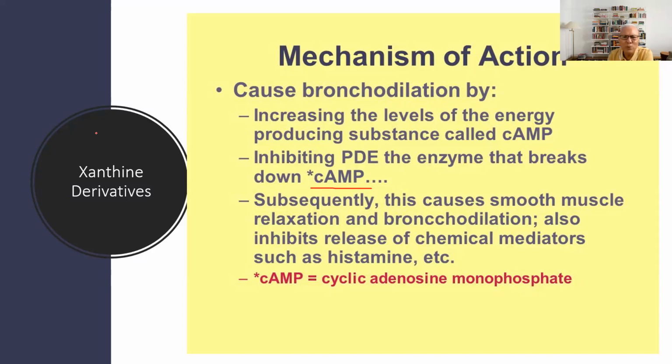So what does cAMP do? Well, cAMP is a very effective bronchodilator because it relaxes smooth muscles. And so this obviously will cause bronchodilation, and therefore it's going to relieve the symptoms associated with asthma. Okay, so in summary, the action of xanthine derivatives relaxes the bronchial muscle, causing bronchodilation, which therefore makes the respirations of the patient much better.